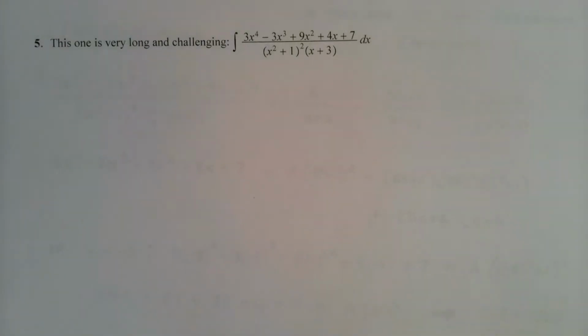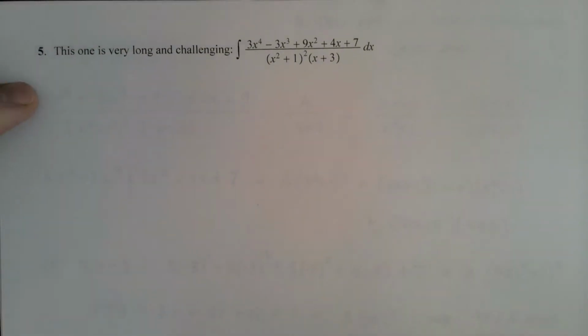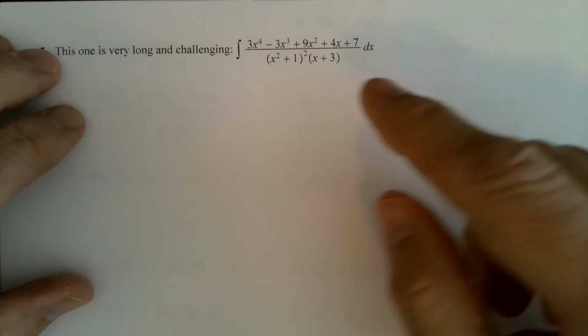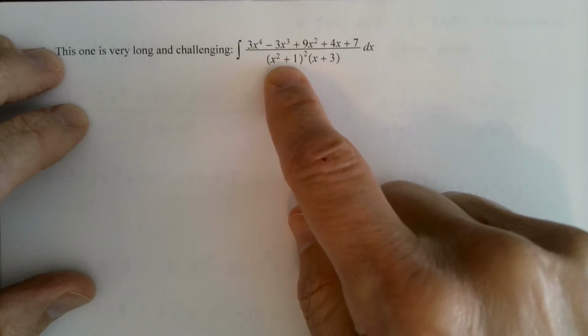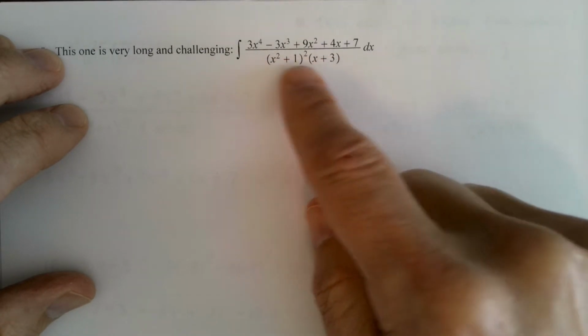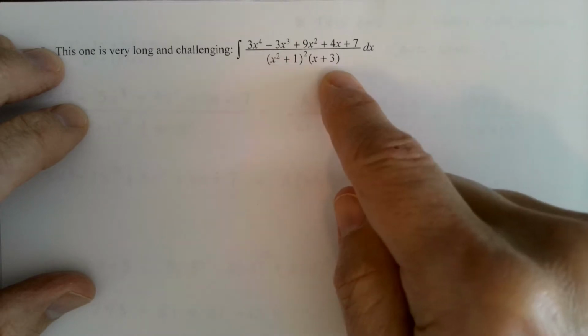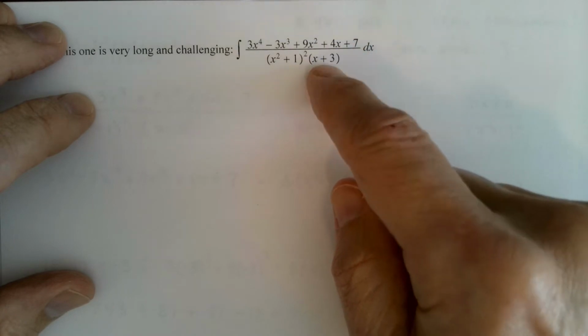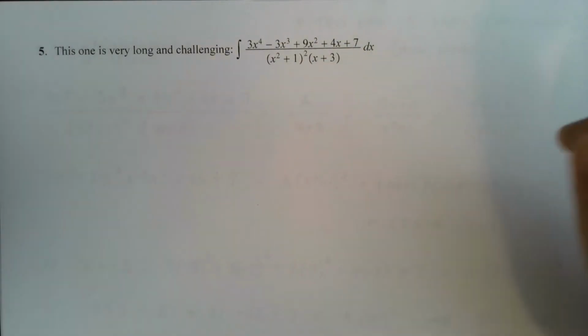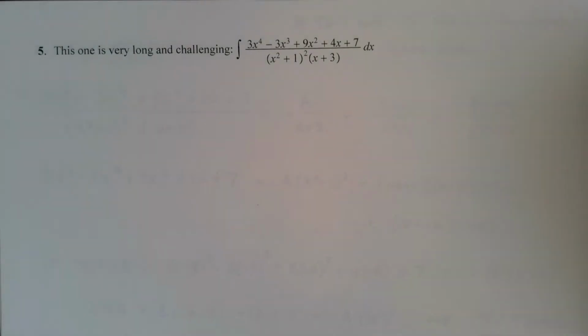Okay, our last example of partial fraction decomposition is a very long and challenging one. First of all, notice the top is degree 4. The bottom, if I were to expand this out, this will be degree 4, this will be degree 1, so it's degree 5 if I were to expand it out, which you don't want to do, but the degree of the top is less than the degree of the bottom. So no polynomial long division, at least, needed.